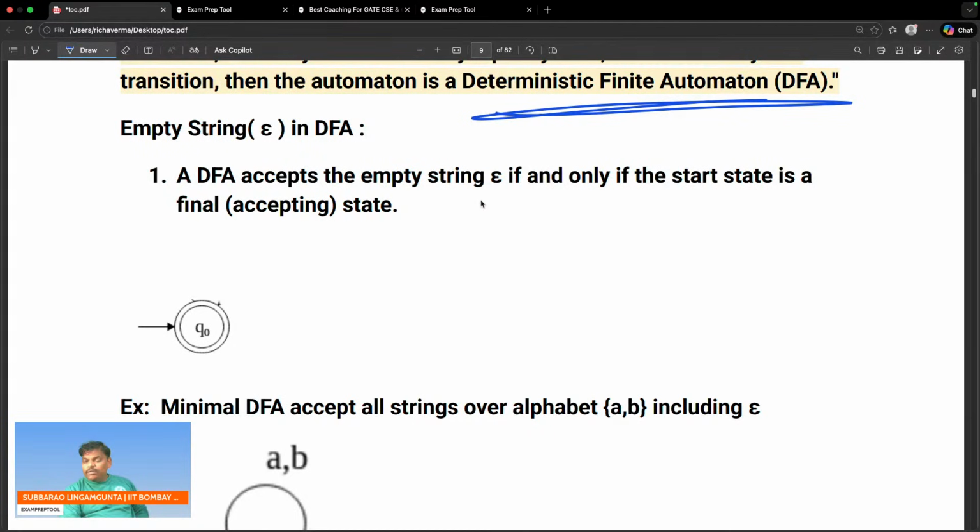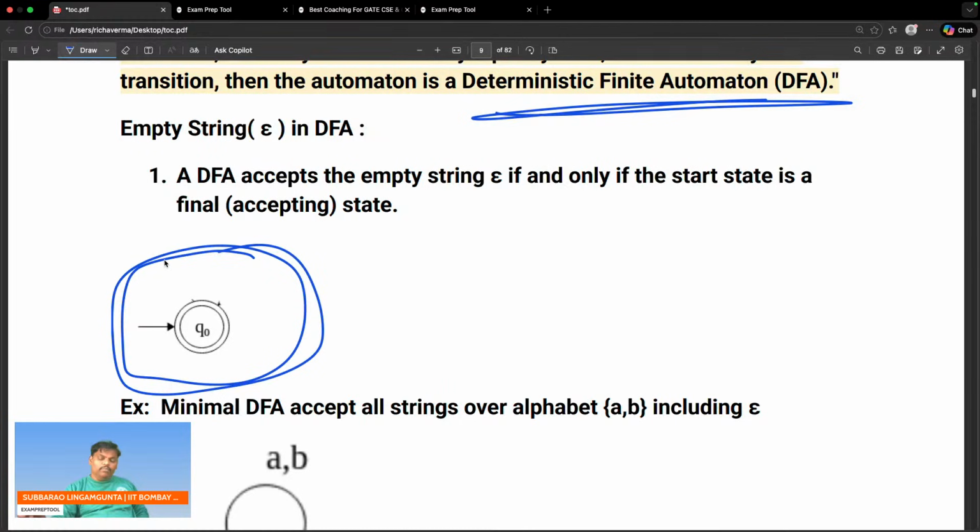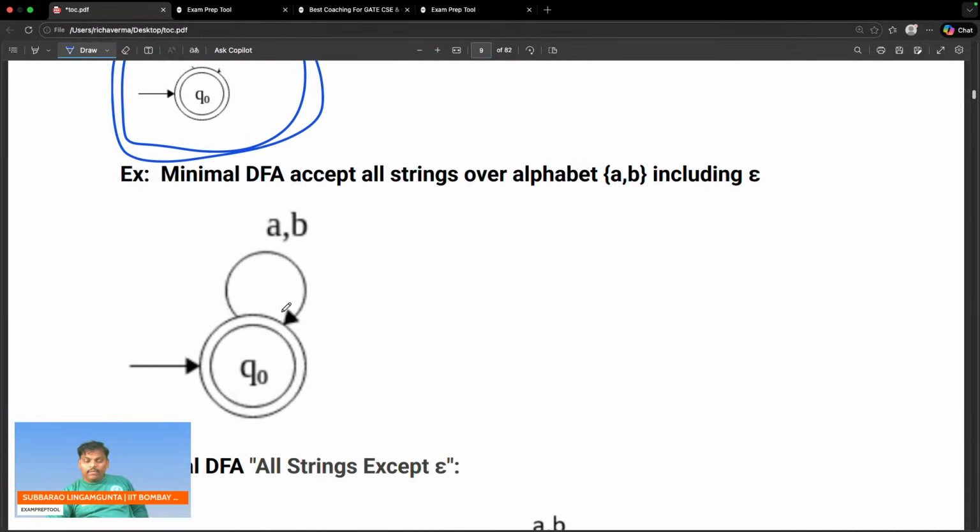A DFA accepting the empty string, nothing there. Starting state and final state are both the same. That is the empty string; this is a DFA for that. All strings over a, b, including epsilon. This indicates that epsilon is accepted, and everything is accepted.